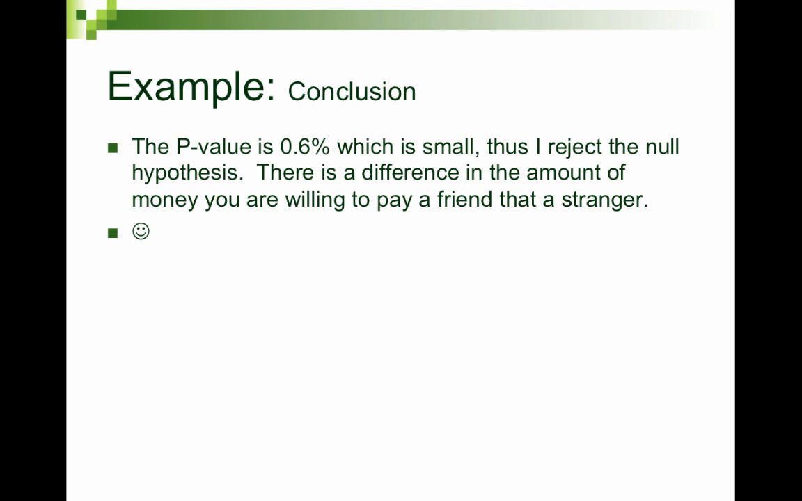In this case, we don't know if we are more interested in paying more for our friend than a stranger. We'd have to do an interval to kind of figure that out. But all we can tell here is that there is a difference.